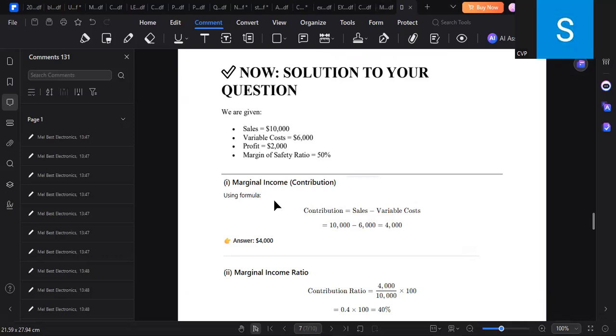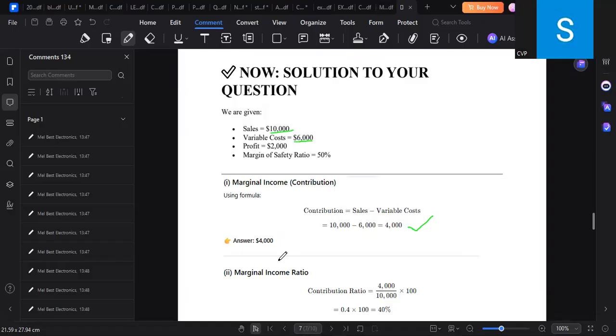Our contribution is given by sales minus variable costs. What are our sales in this case? Our sales are 10,000. The variable cost is 6,000. So 10,000 minus 6,000 is 4,000. That is how we find our contribution.